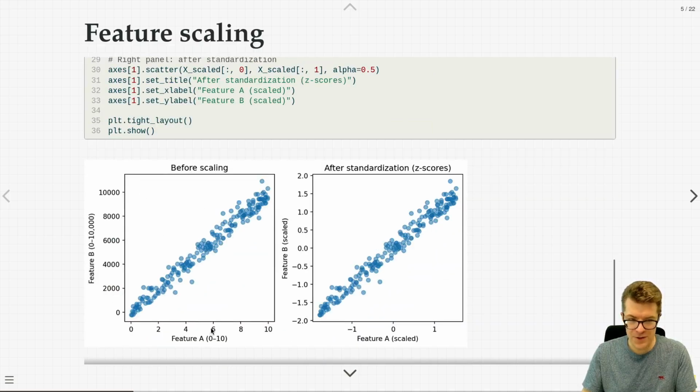We have two features, called A and B. The overall shape of the data, as you can see, is exactly the same. It's just that we've applied z-score normalization to ensure that in each of these two directions, feature A and feature B, the mean will be 0 and the standard deviation will be 1. So unscaled on the left, scaled on the right, but the overall distribution of the data is fundamentally unchanged.